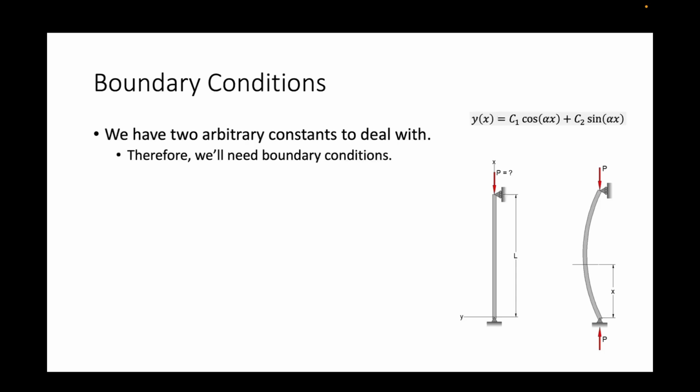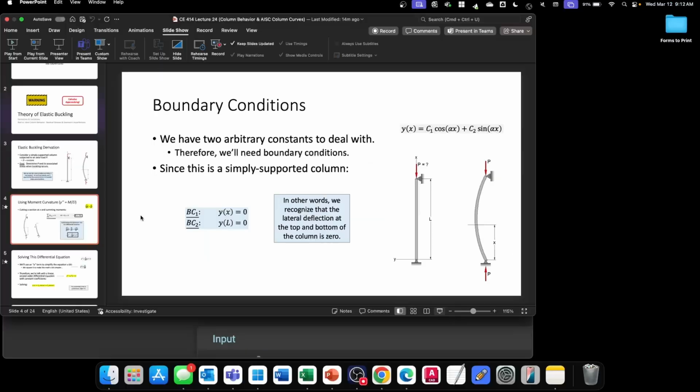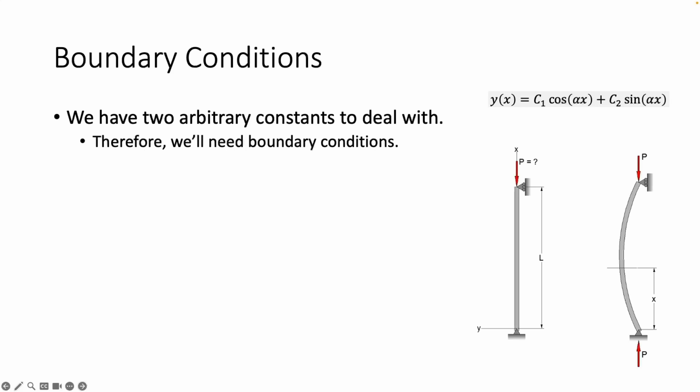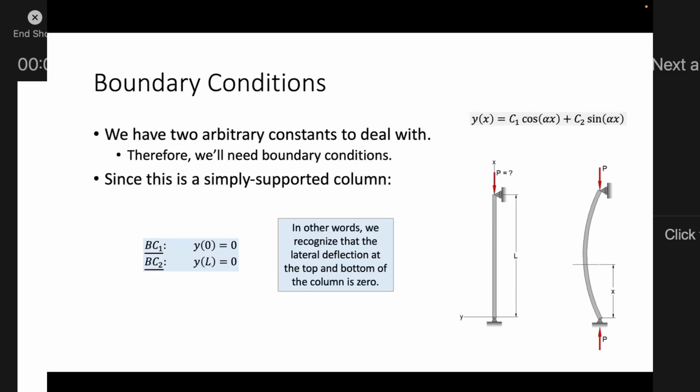Okay, so what are our boundary conditions? Well, what can you tell me about the lateral displacement here and here? 0, okay? So our two boundary conditions that we're going to utilize are that the function at 0 should say 0. Whoopsie, I'm going to fix that. That should say 0. Okay, so our first boundary condition is that the displacement at x equals 0 is 0, and the second is that the displacement at x equals L is 0.